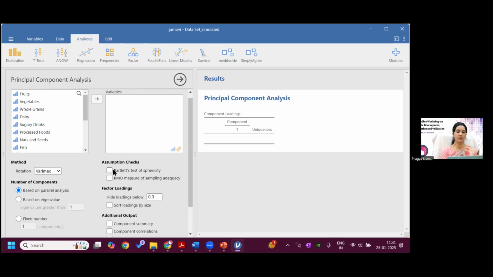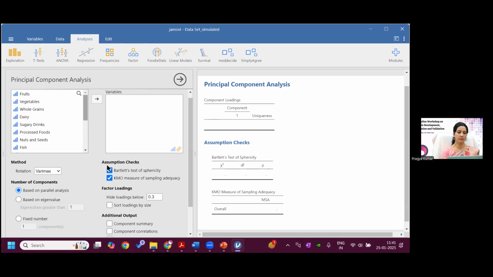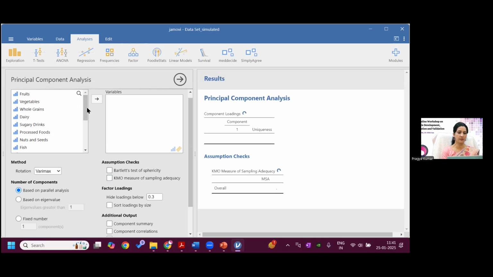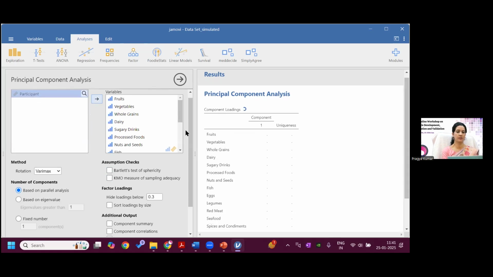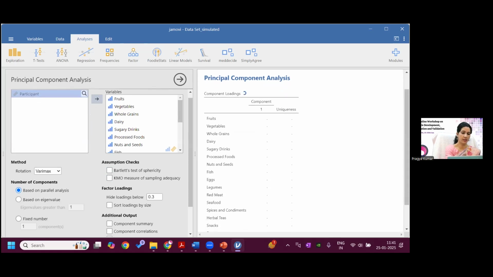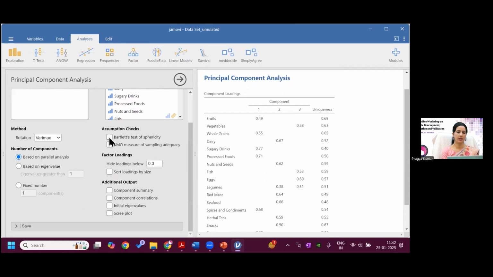Here are the two assumption checks, Bartlett's and KMO, but let me move these variables first. I'll select fruit, press the shift button, select dessert, and move the variables here. Here you can see the two types of variable which I can insert are ordinal or scale variables. I cannot enter a nominal variable here. So this is my structure and here I have to check the assumptions.